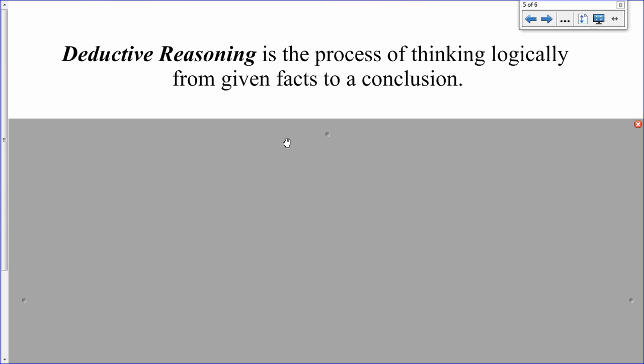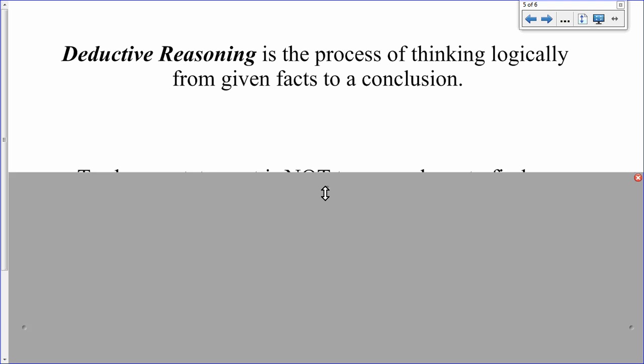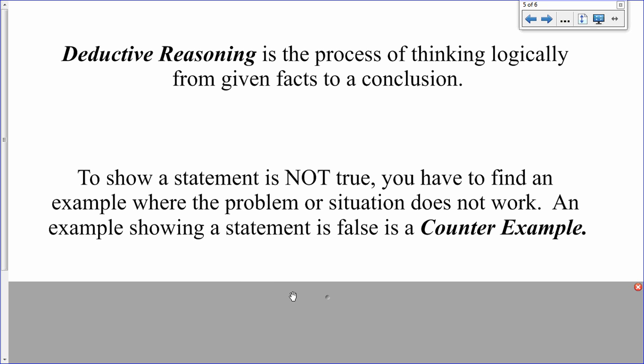Deductive reasoning is the process of thinking logically. I know we don't like to think, but we have to with deductive reasoning. You think logically from the given facts and you draw a conclusion. To show a statement is not true, you have to find an example where the problem or situation does not work. An example showing a statement is false is called a counterexample.